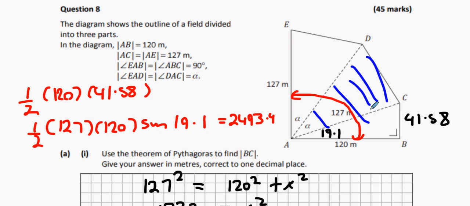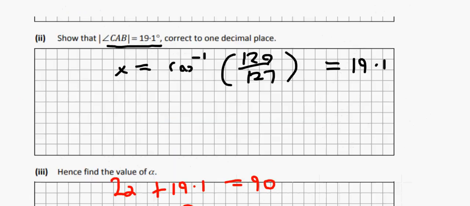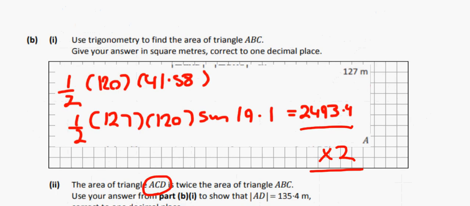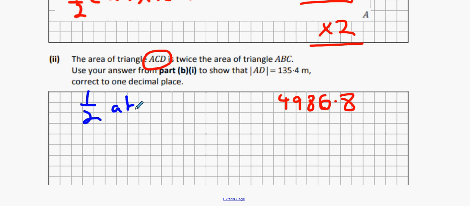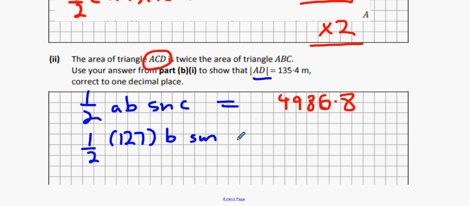We know that angle, don't we? 35.45, and we know one of the lengths is exactly, all right? So what I'm going to do is half AB sine C equals 4,986.8. And then a half, A is going to be 127. B is what we're looking for. We need to find the length. We know the angle in between, don't we? Sine 35.45. We know equals this.